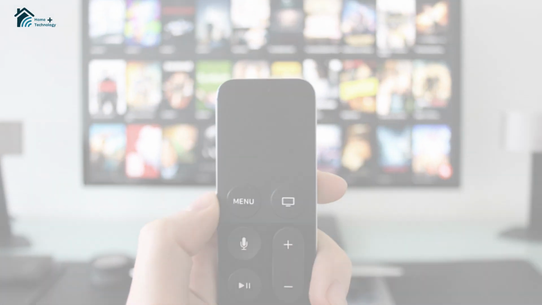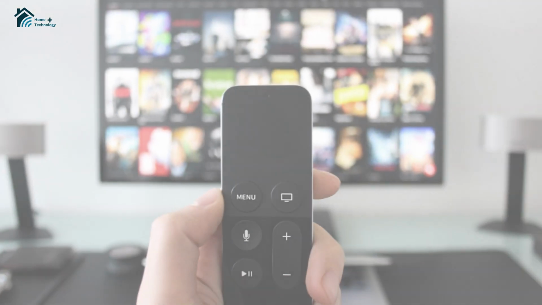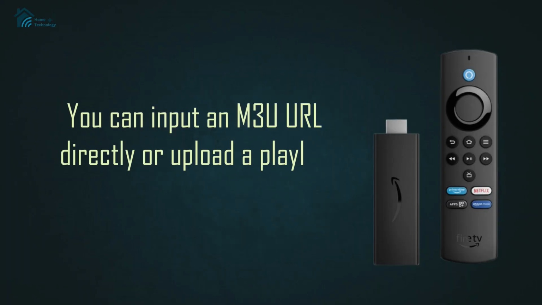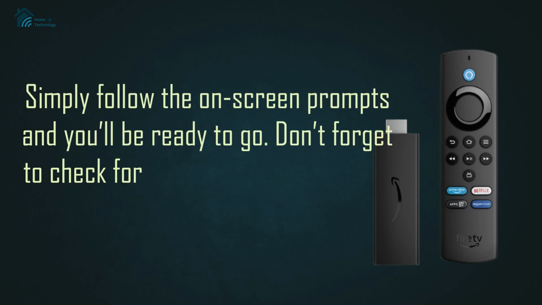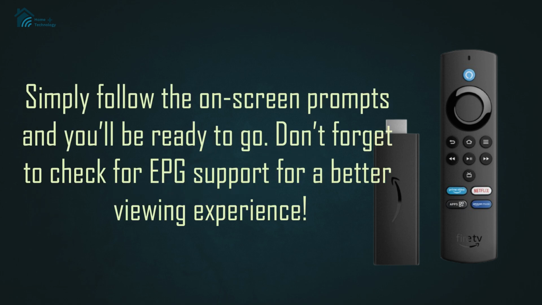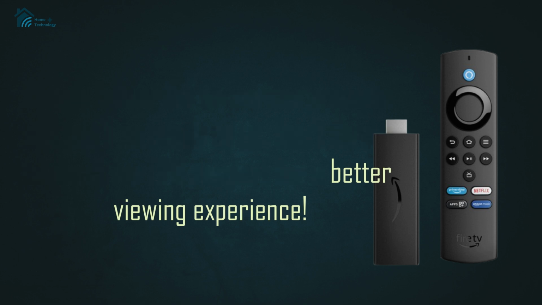Next, it's time to set up your channels. You can do this in a couple of ways. You can input an M3U URL directly or upload a playlist from your device. Simply follow the on-screen prompts and you'll be ready to go. Don't forget to check for EPG support for a better viewing experience.